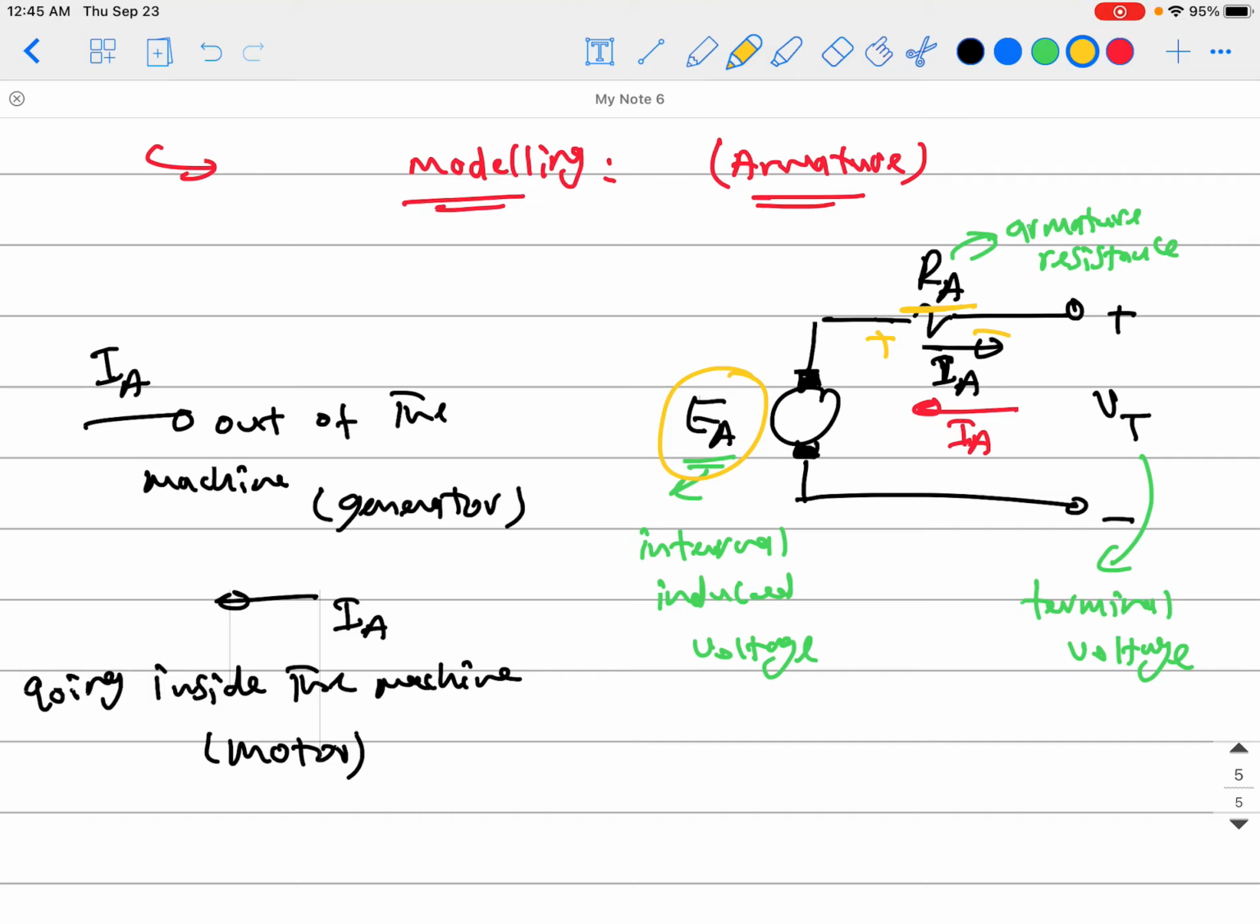Okay, guys? And these black pieces, they are your brushes.